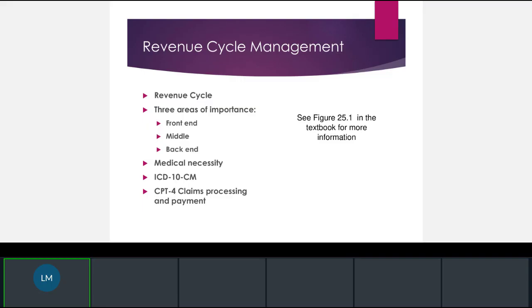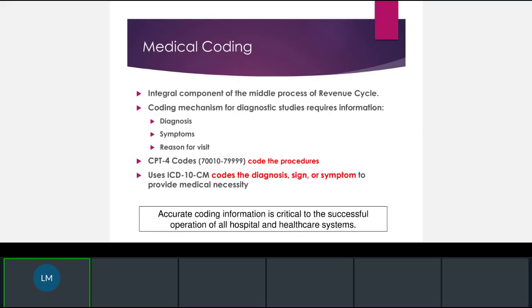When they talk about the ICD-10 and the CPT codes, those basically, I tried to simplify it for you. The coding process is part of that middle portion of the revenue cycle. So the coding mechanism, like we said, has to have a diagnosis, a sign, or a symptom. It also has to have their reason for their visit.